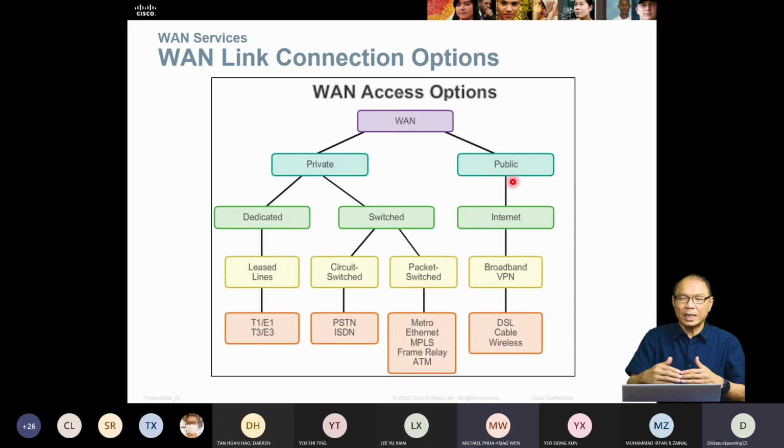So in a wide area network, that is the public option, you are using something that everyone else is also using. This is public. So you must understand the wide area network connection. Now, one is private, means you own everything, including the aeroplane. The other one is that you only buy the ticket, you only buy the seat for you to fly. That's all. This is public usage.